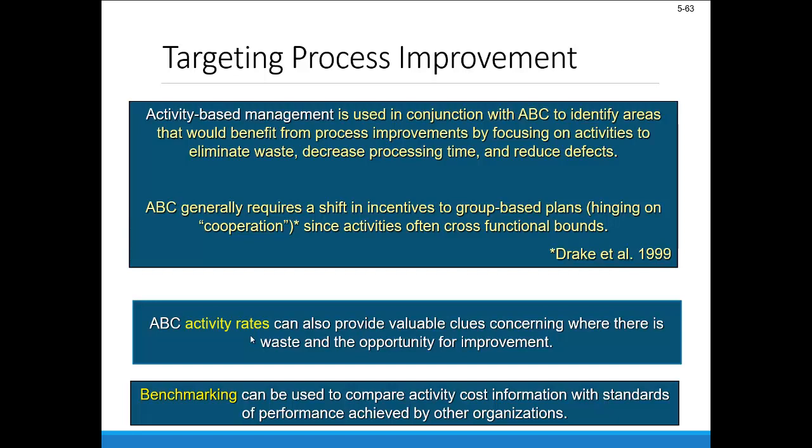Another way we can use that information, or ABC information more generally, to make improvements is through benchmarking. So if we have any kind of cost information from standards of performance achieved by other organizations, or some consulting firm that has information about aggregate standards of performance across many organizations, we can use our activity rates, our cost pools, and our ultimate ABC cost information to benchmark against those things to see in what areas we are running up costs more than the competition, or more than the standard, or more than the average.